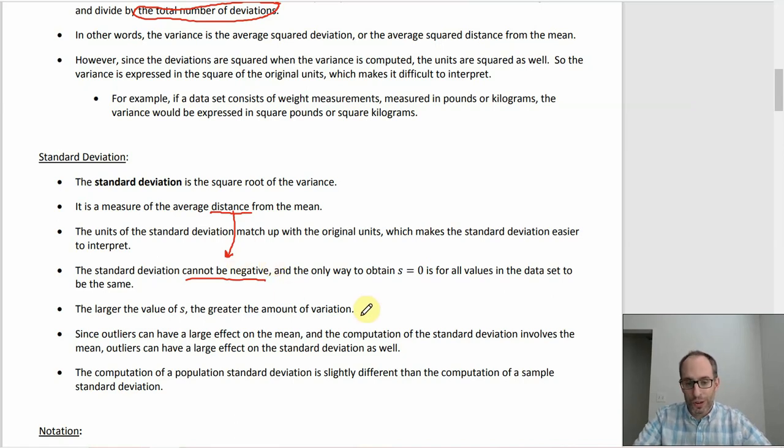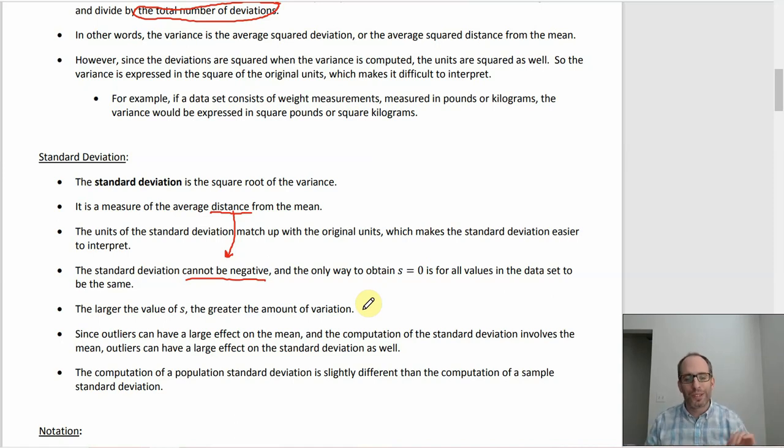Then the way that it works is the larger the value of s, the more variation there is. So if you have a little value for the standard deviation, that means your data set's all bunched up. But if you have a big value for the standard deviation, that's when your data points are all spread out.